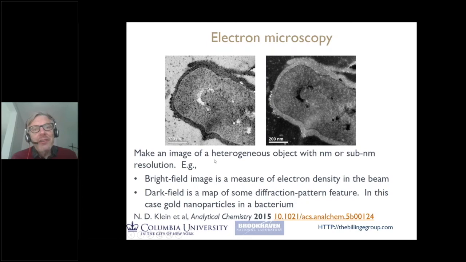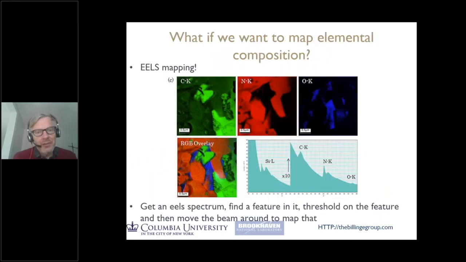The point here, though, is that you can get images and you can use different contrast mechanisms, so different signals that you use to obtain contrast. But let's say, of course, you wanted to make a map of the elemental composition, where the carbon atoms are and where nitrogen atoms are and where oxygen atoms are. What you can do is an EELS experiment, and this is an EELS spectrum here, which is the energy loss of the electrons after they go through the sample, and then you can see features in this spectrum. And you can do the same thing.